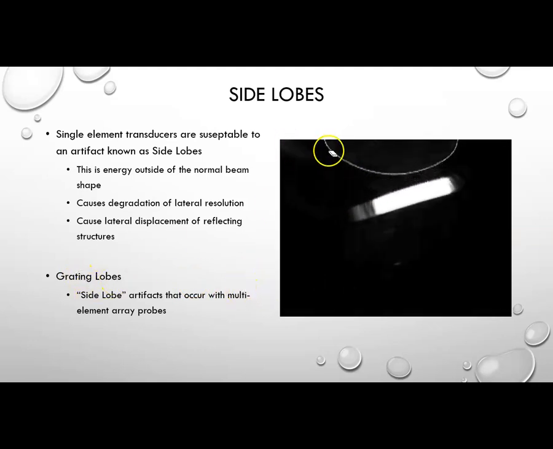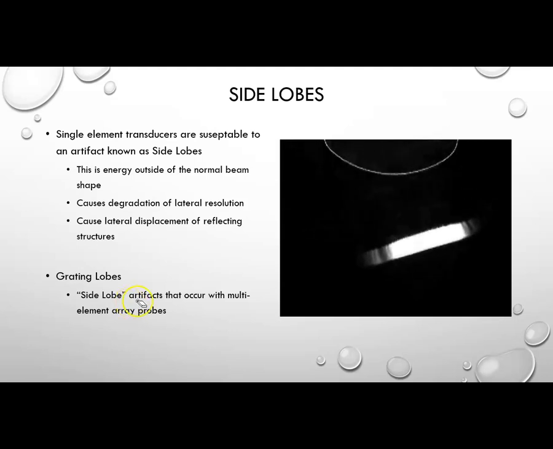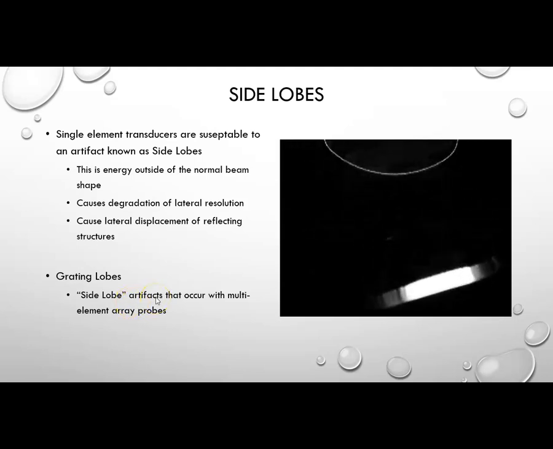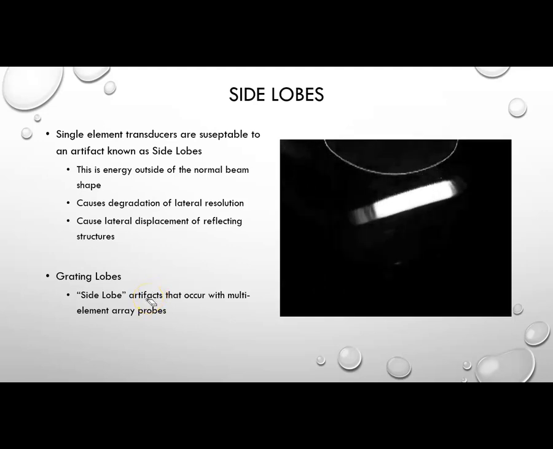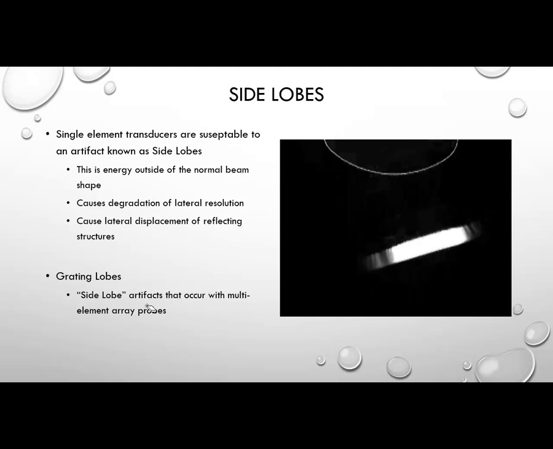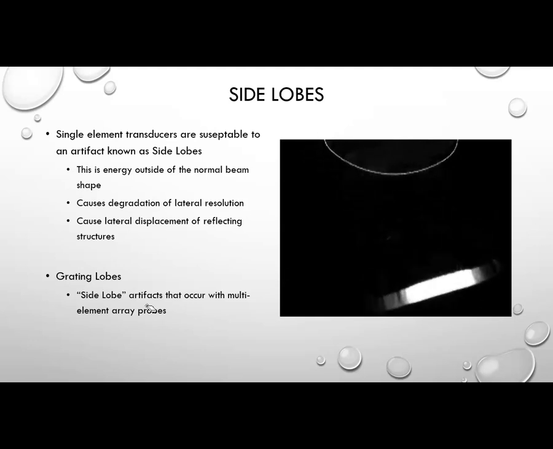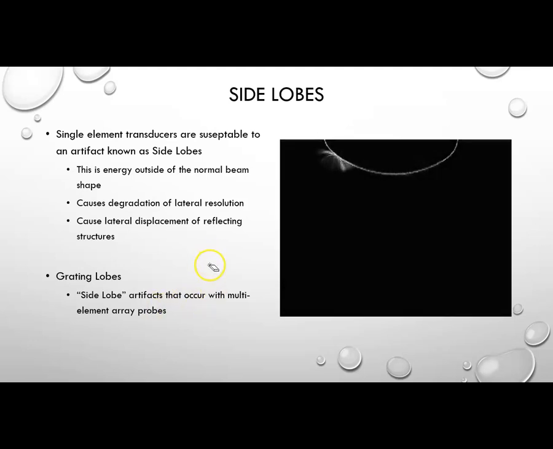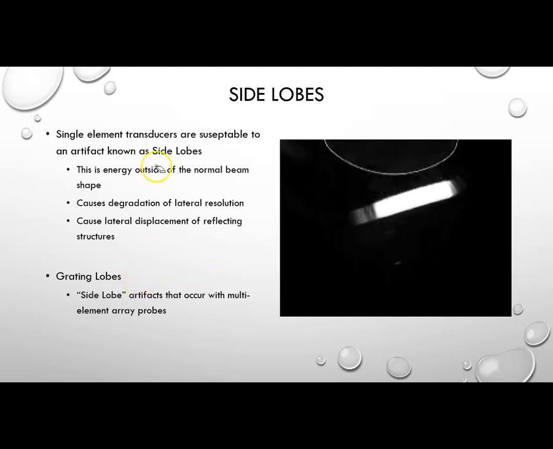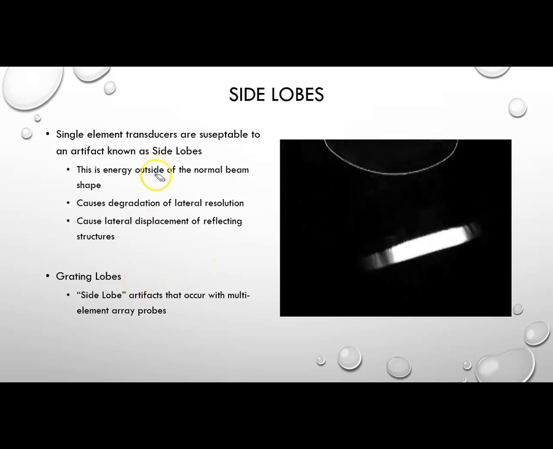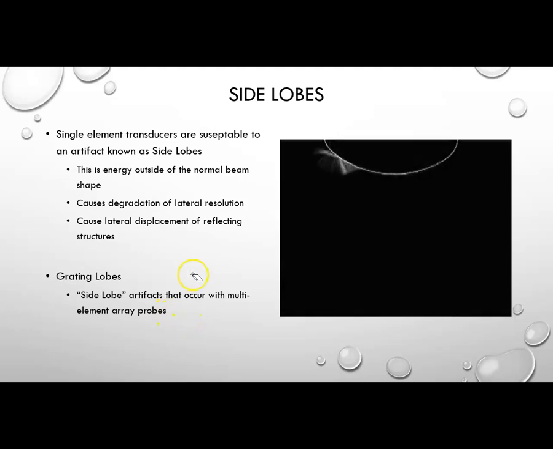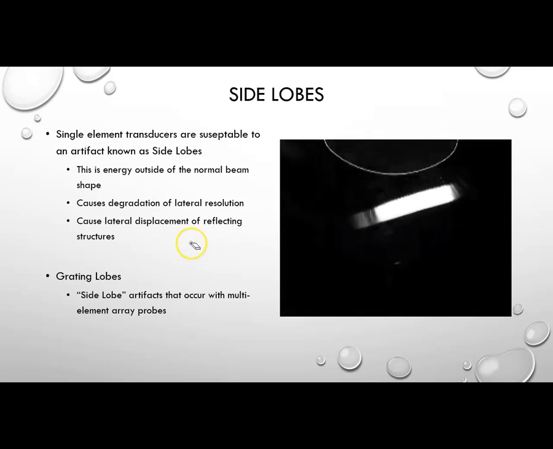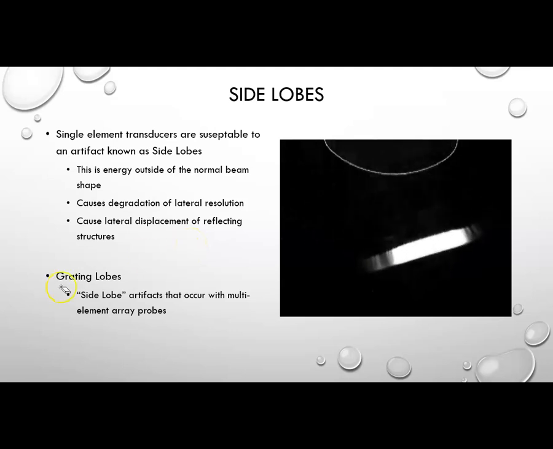Doesn't matter. So grating lobes are simply artifacts that are exactly like side lobe artifacts, except they occur with multi-element array probes. So there you go. There's something else to learn. A grating lobe is just like a side lobe, except grating lobes occur with multi-element array probes. Side lobes occur with single crystal transducers.